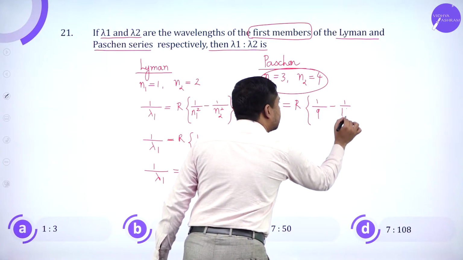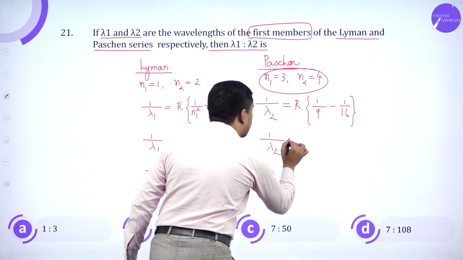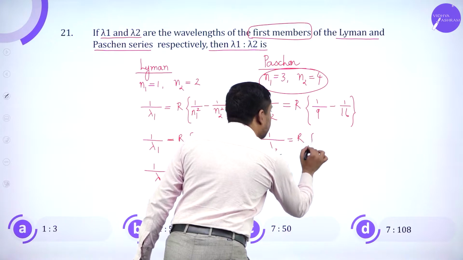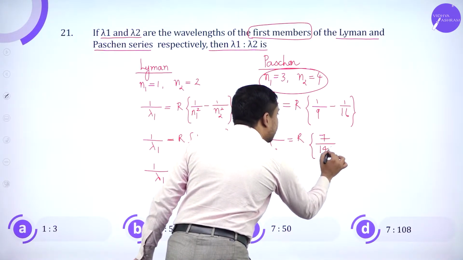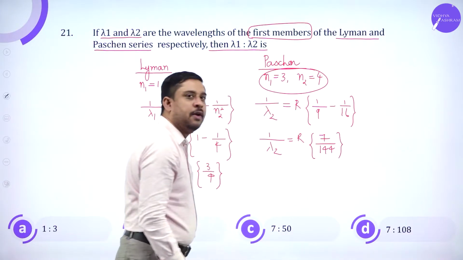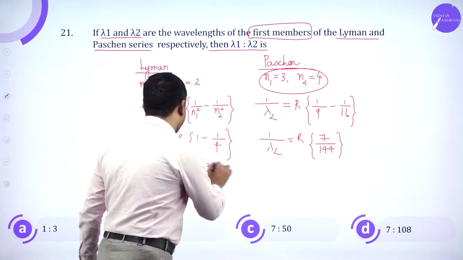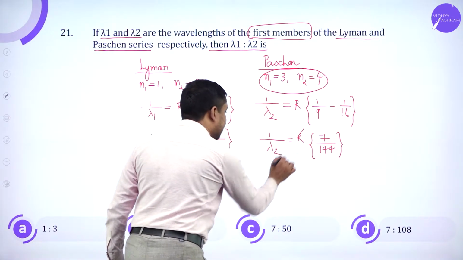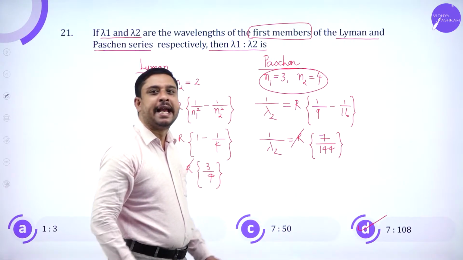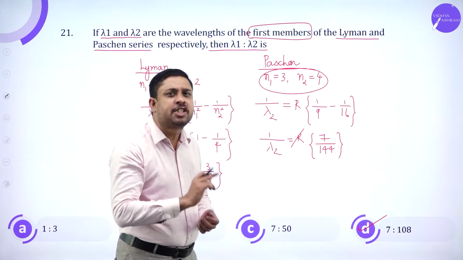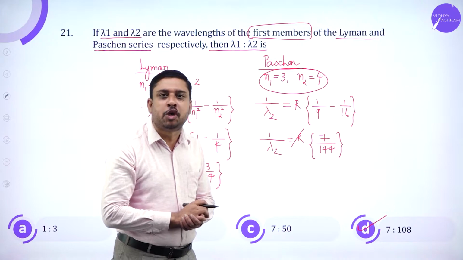So using the same formula, 1 by lambda 2 here is R times 1 by N1 square, 1 by 9 minus 1 by 16, or 1 by lambda 2 is R times 16 minus 9 is 7 when you take the LCM. When you find the ratio of lambda 1 and lambda 2, R gets cancelled. 7 is to 108 is the answer. The last bit of simplification, I always expect you all to do that.